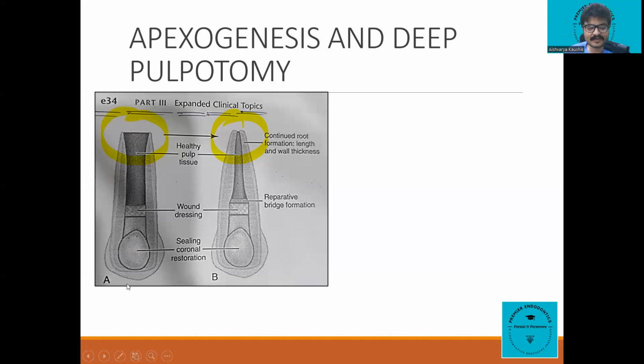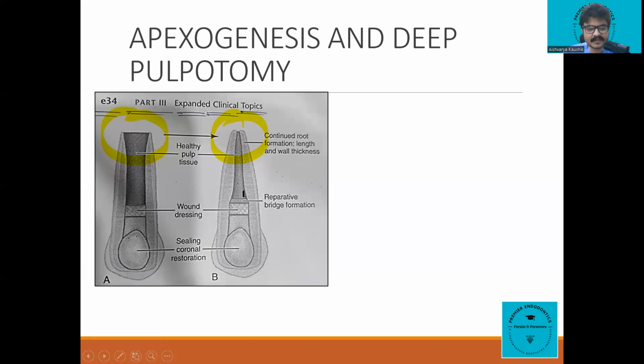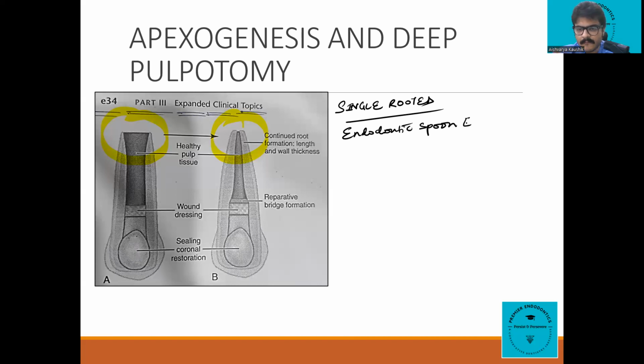Now, for a single rooted tooth, like this one as shown in the diagram here, simply use an endodontic spoon excavator or a round burr. Go some distance inside the canal.